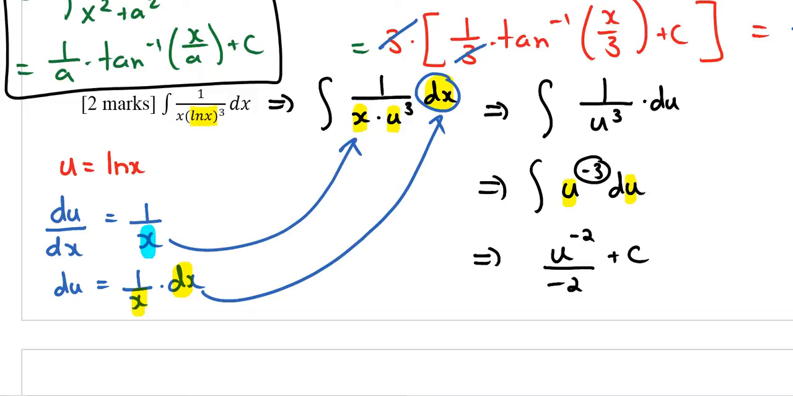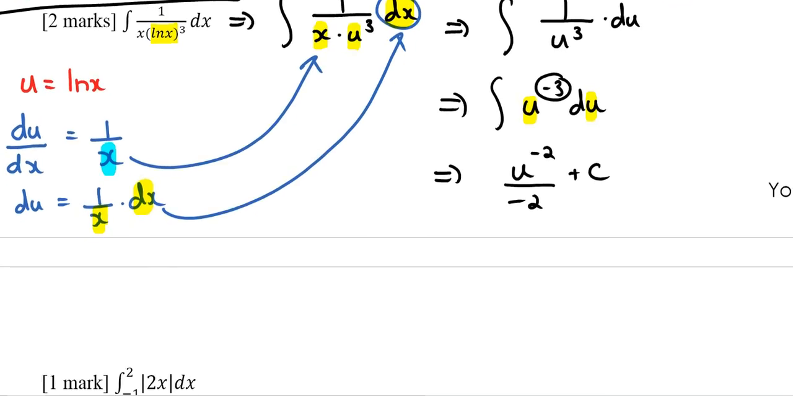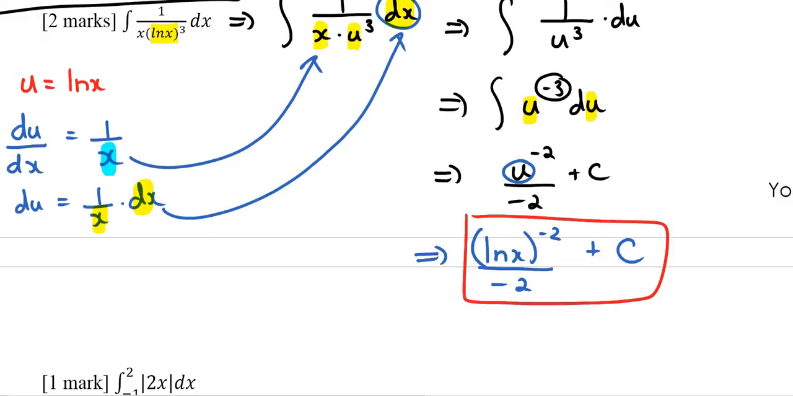And then all we have to do now is plug in the value for u there. U in this case was ln x, so this would be ln x to the -2 all over -2 plus c. And that would be my final answer for that question there. So that one's not too bad.